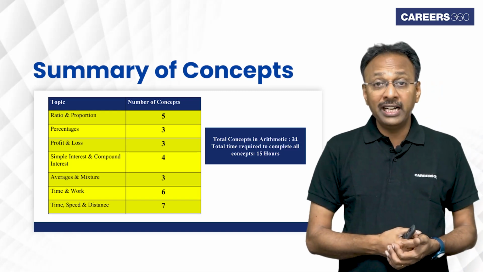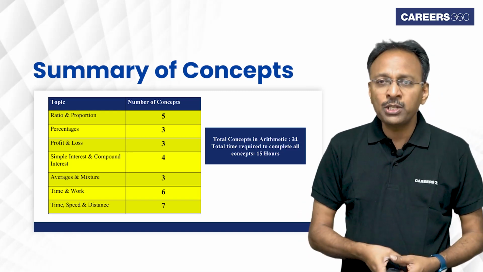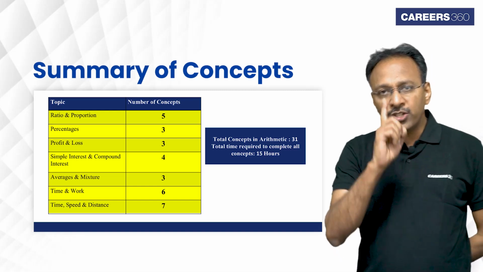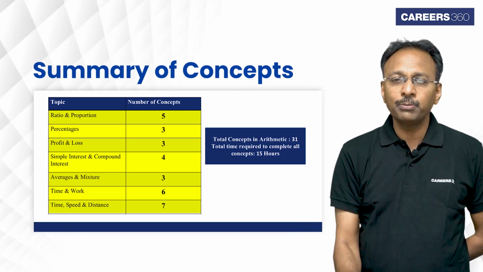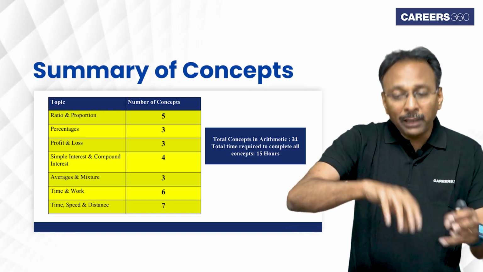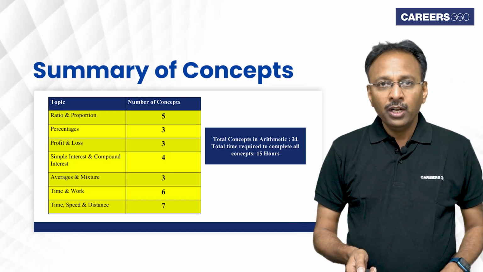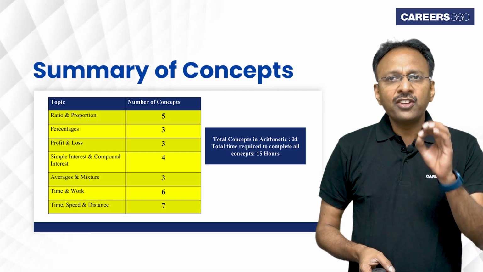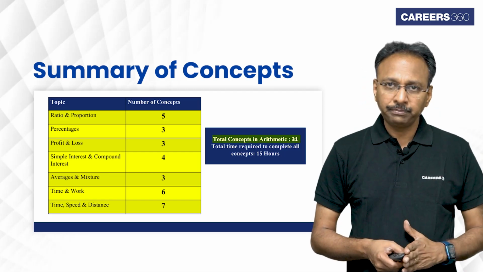And lastly, time, speed and distance. Even for time, speed and distance, I'm writing here that there are 7 concepts. But if you really ask me, there is just one concept: distance is equal to speed into time, or speed is distance by time. That is the only concept, but it manifests itself in various areas. In other words, there are just 31 concepts.